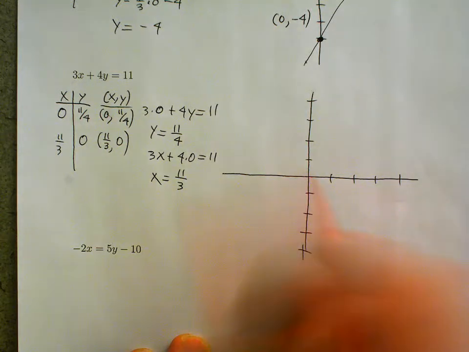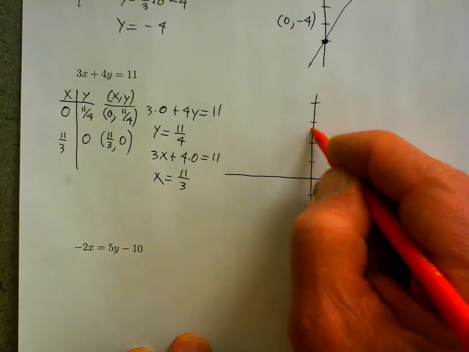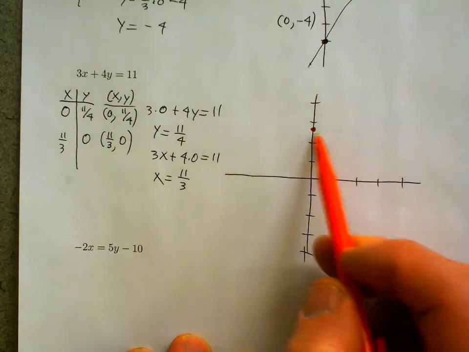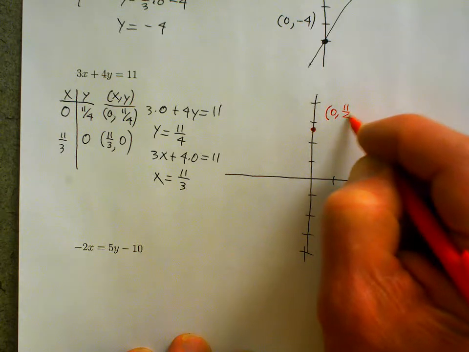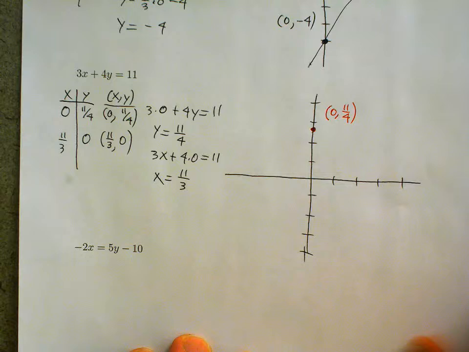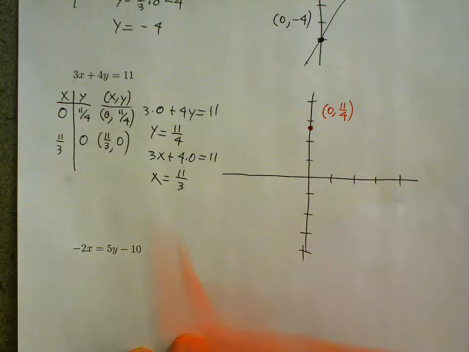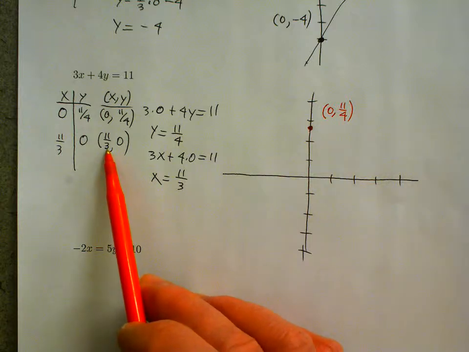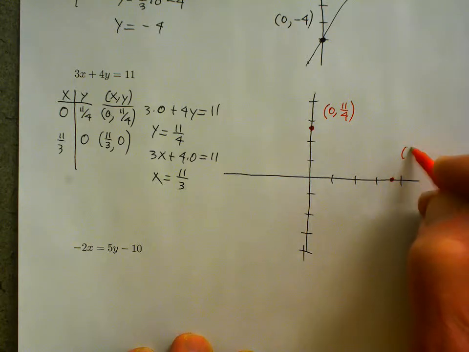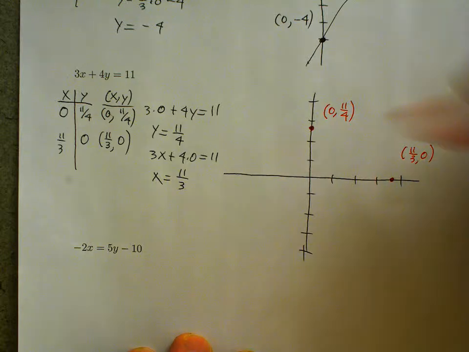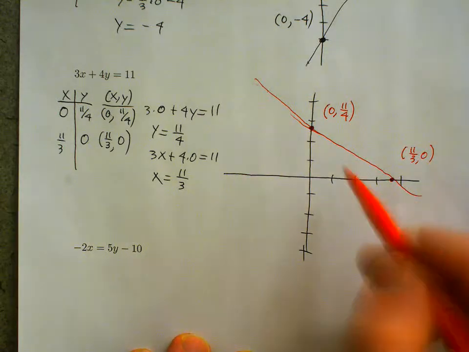Okay, so (0, 11/4). So that's the y-intercept. If you get it in the ballpark, then just label it (0, 11/4). And then (11/3, 0). Well, that's 3 and 2/3, so right in there somewhere. And then draw a straight line. So pretend like that's a straight line.